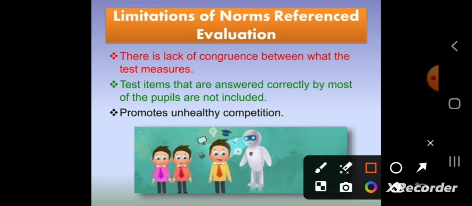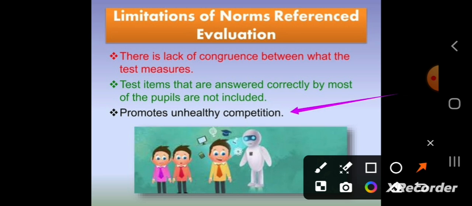Exclusion of items answered correctly by most pupils. Norm reference tests tend to exclude questions that most students answer correctly because they do not help differentiate between students. This limits the focus on foundational knowledge, emphasizing trickier or less understood content.